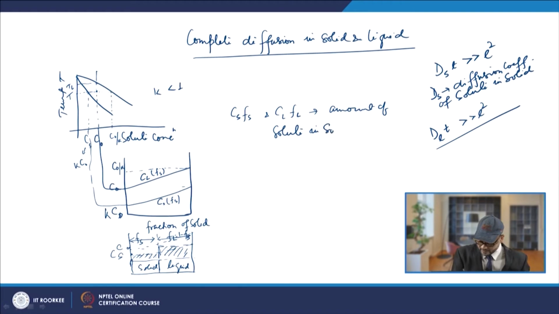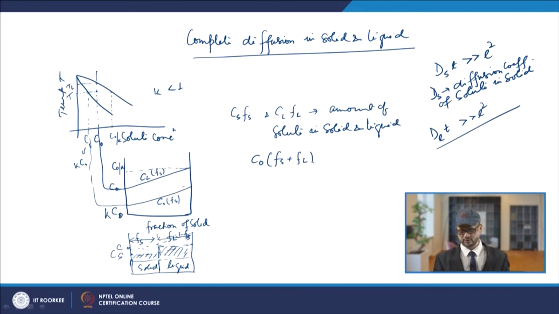Now, Fs and Fl, we know, are the fraction of solid and liquid. Now, you will have uniform composition C naught, so C naught times Fs plus Fl. This will be the amount of solute in the liquid before solidification.